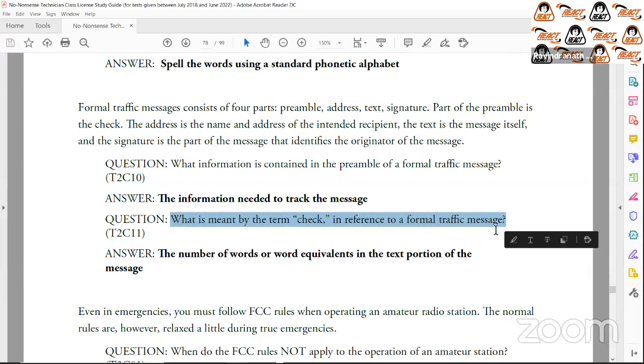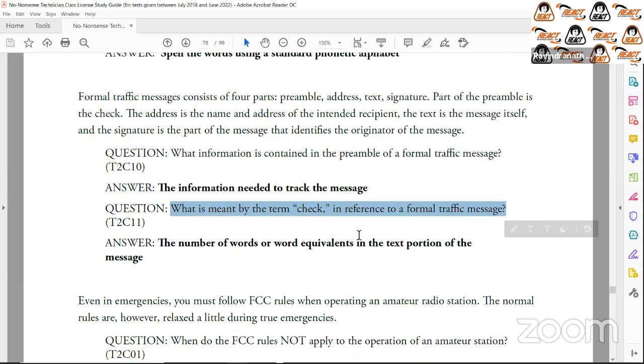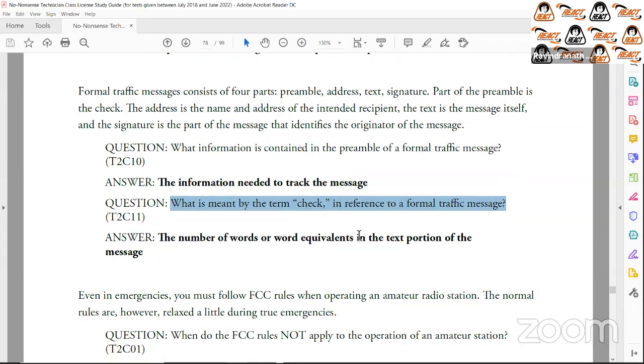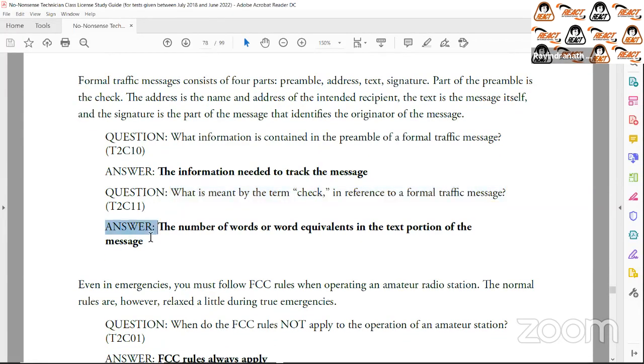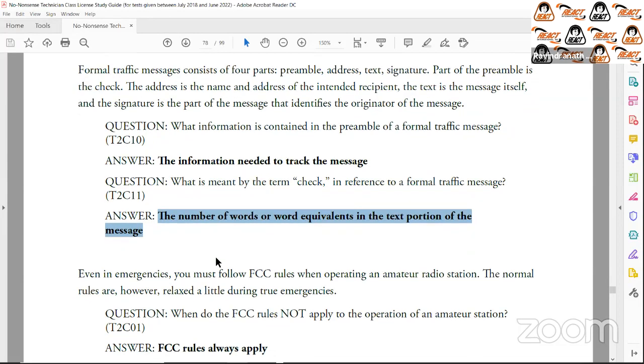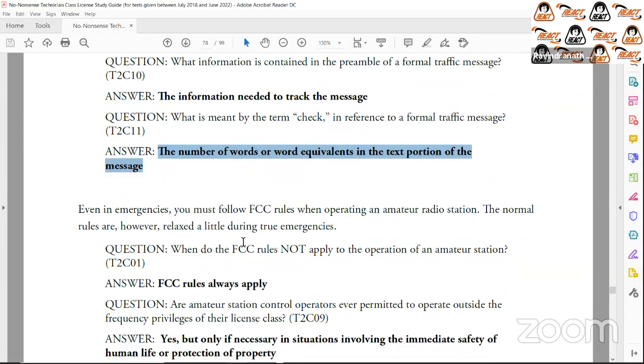What is meant by the term check in reference to a formal traffic message? Remember we had the radiogram, we showed you the place where the check was and what it does. It is simply the number of words or word equivalents in the text portion of the message. In other words, how many words are actually in the message, the body of the message itself. It's called a check, and it's written on top.